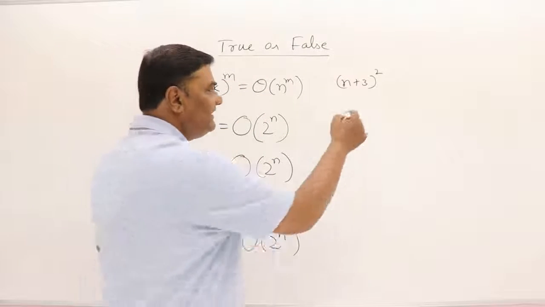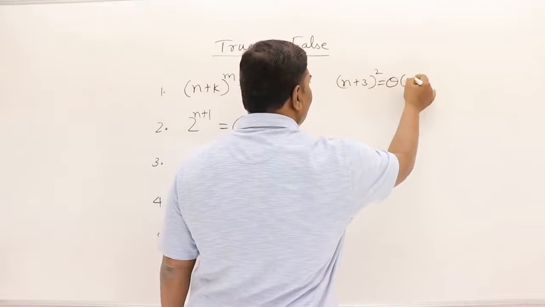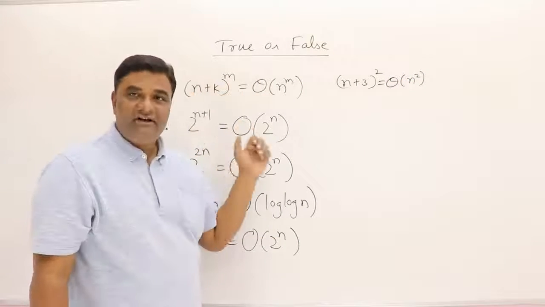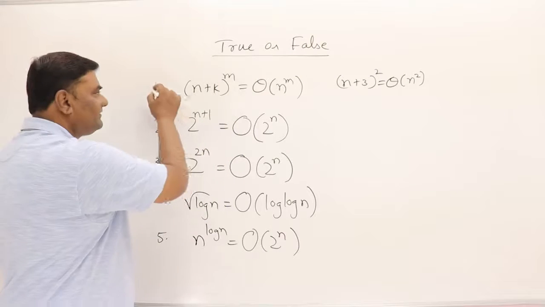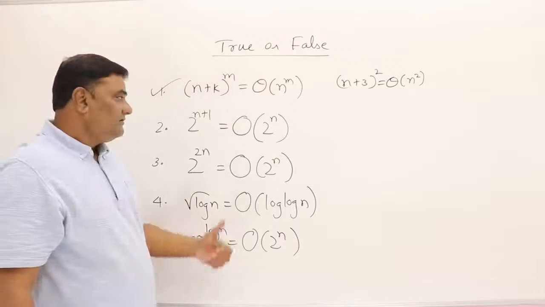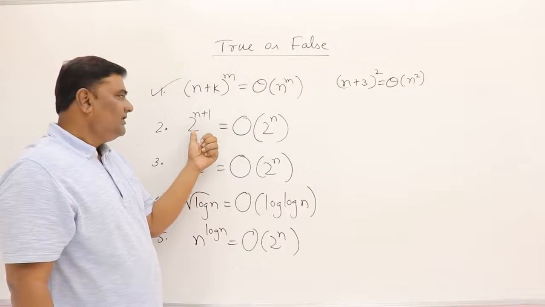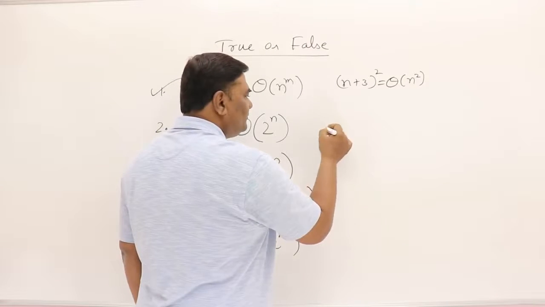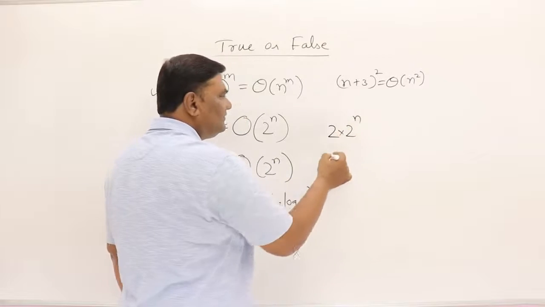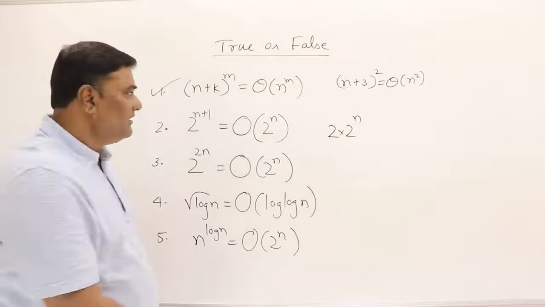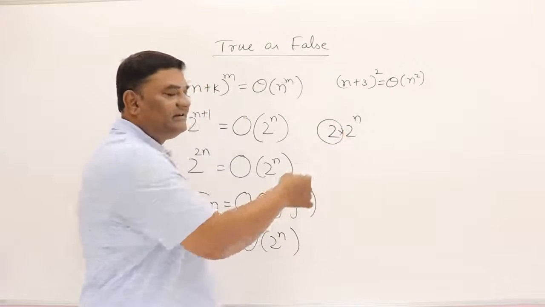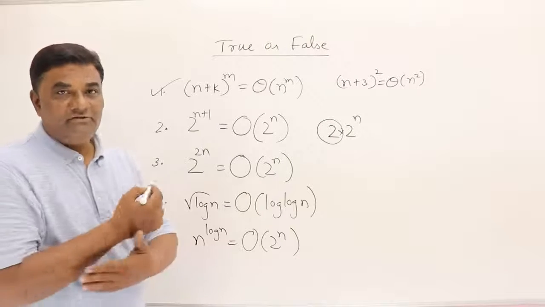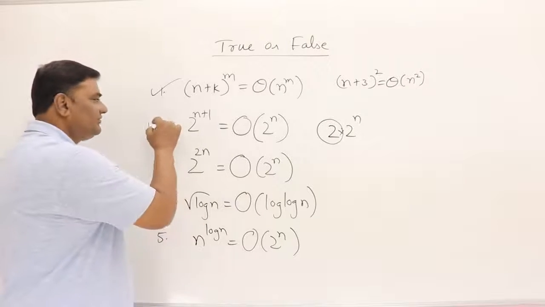So we can write this as theta of n square. Yes, it is exactly theta of n square. So this is theta of n power m. Yes, correct. This is correct. Then what about this one? 2 power n plus 1. So this is 2 into 2 power n. Coefficient is ignorable and it is theta of 2 power n also, big O also, omega also. Anything you can write. So this is also correct.